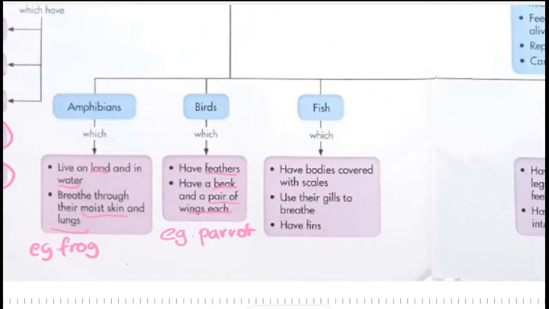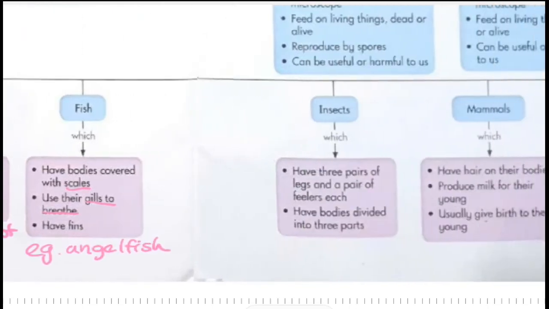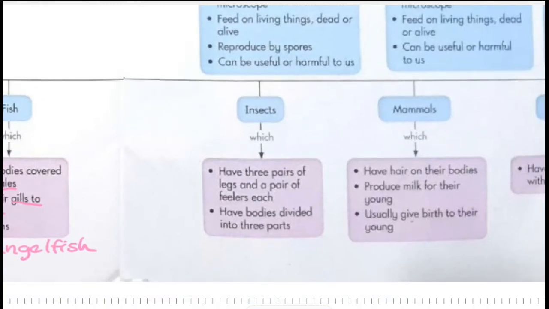For fish, their bodies are covered with scales, they use their gills to breathe, and have fins. Example, angelfish. For insects, they have 3 pairs of legs and a pair of feelers each. They have bodies divided into 3 parts. Example, butterfly.